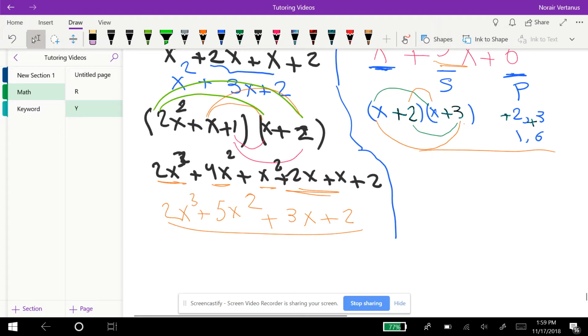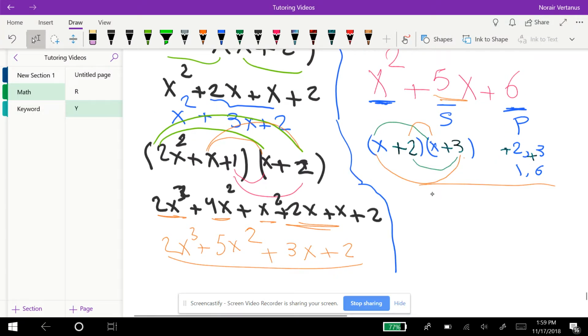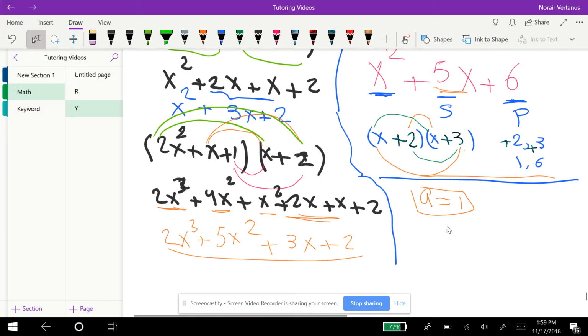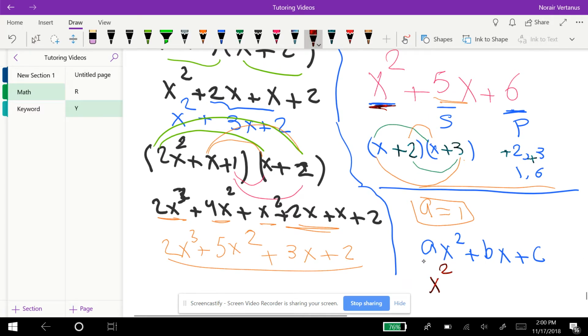There's also another, a little bit harder, another level of factoring. This is easier. Why? Because a is equal to 1. For the problem that we just did, we said a is equal to 1, because the standard form of a quadratic is ax squared plus bx plus c. When a is equal to 1, you just get x squared, like the previous problem that we had. See, it's x squared. There's no number in front of it besides just 1. That's the easiest kind of factoring.